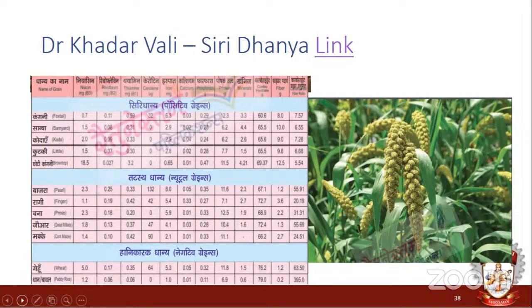I'll tell you the surprising fact that we are losing. Everybody should listen to this carefully. It's not for the FDP certificate. It's not for teaching students. It's to be practiced by each one of us, that we are losing 80% micronutrients from farm to plate.